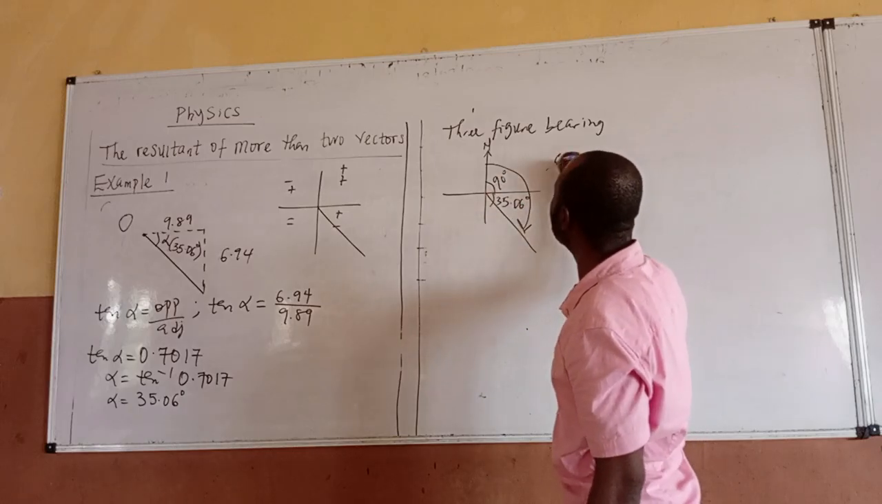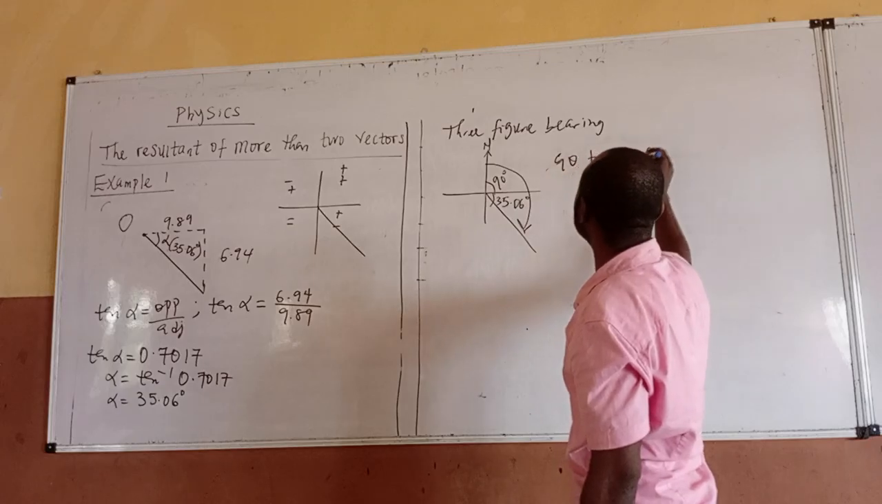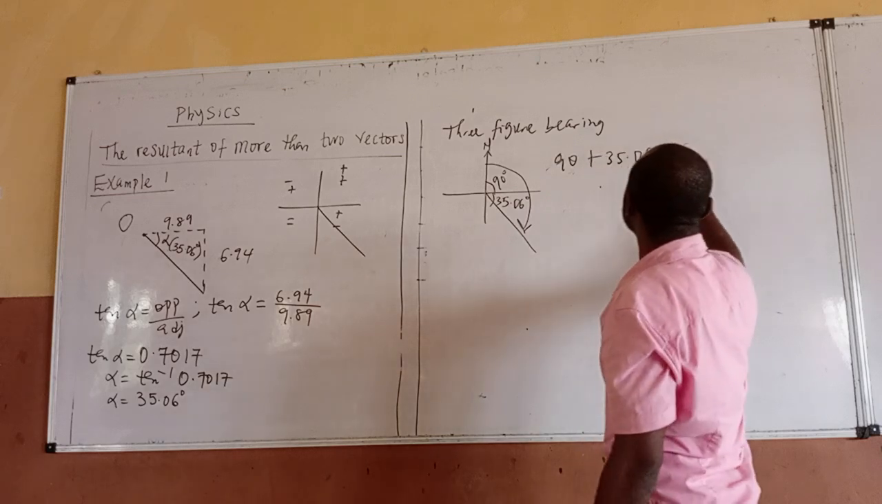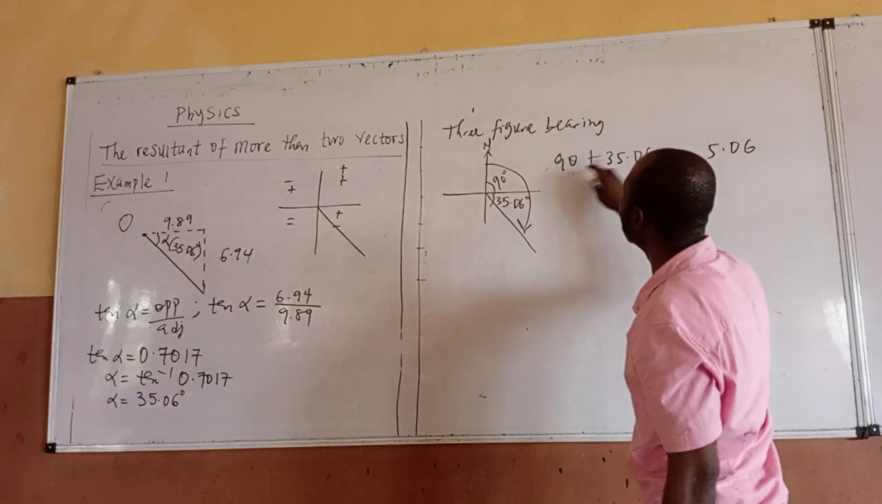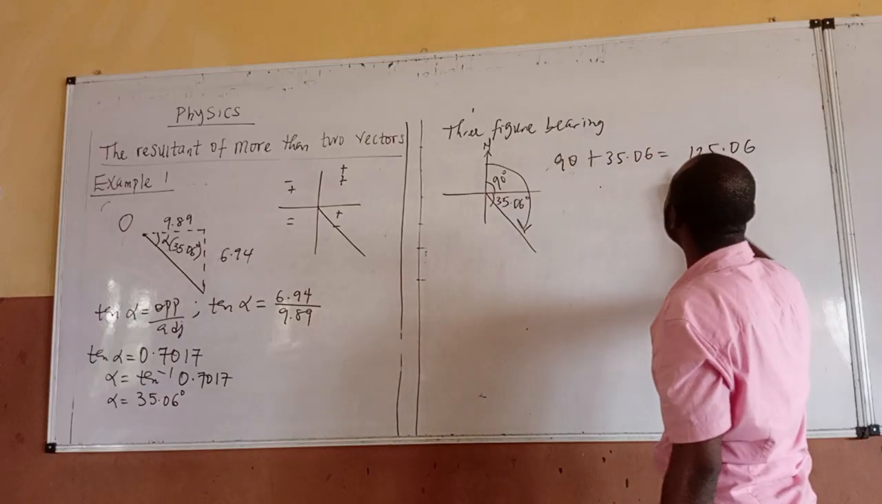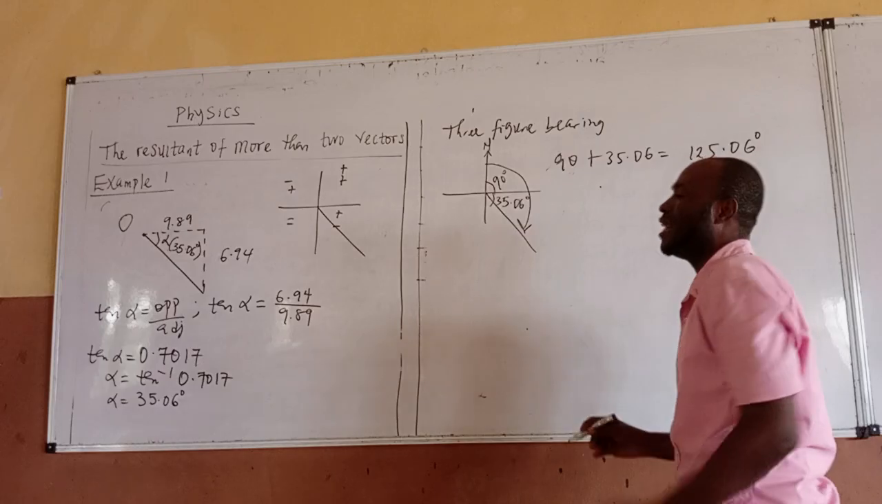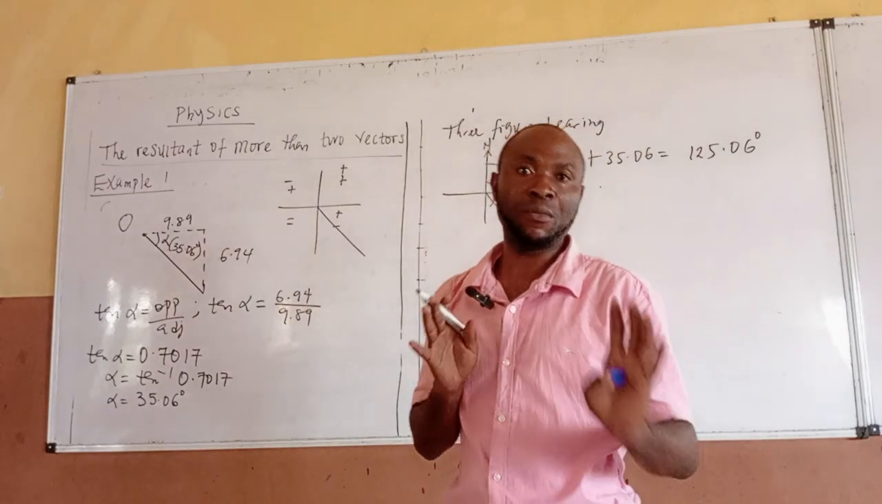Okay, let me write it. 90 plus 35.06. Are you getting that? So this will give you 0.06, 0 plus 5, that is 5, 9 plus 3, that is 12. So the answer is 125.06 degrees. That is the direction, if you are going to leave the direction in three-figure bearing.